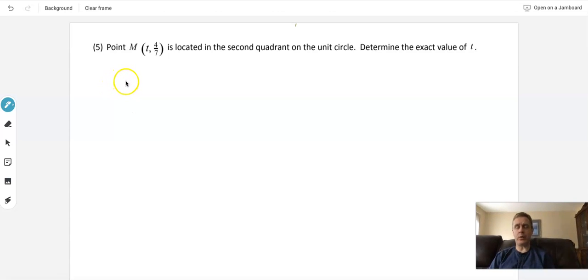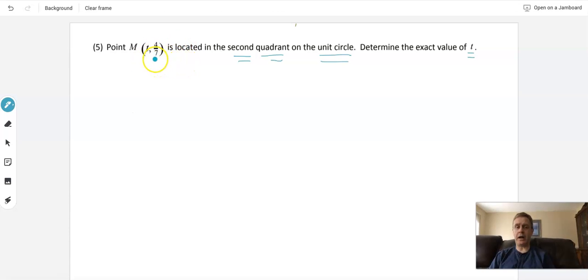I wanted to make this video to explain the solution I posted for question number 5 from Thursday's homework. On this particular problem, you were told that point M, which had coordinates t, 4/7, is located in the second quadrant and is on the unit circle. You were asked to determine the exact value for t.